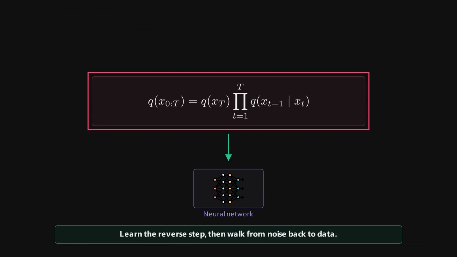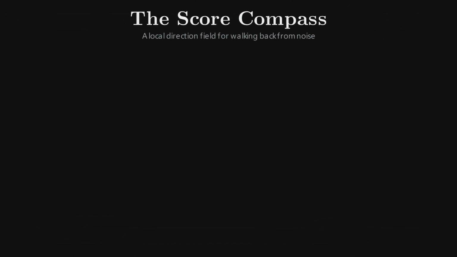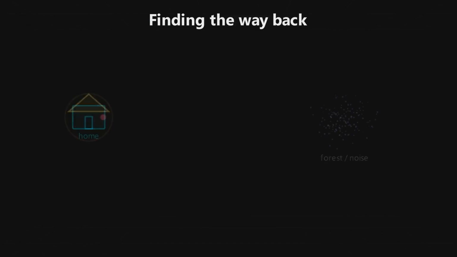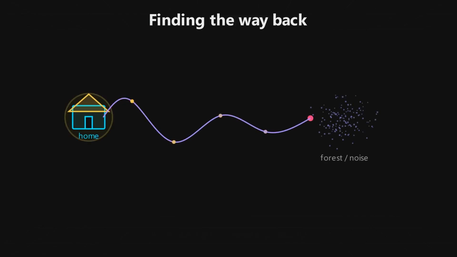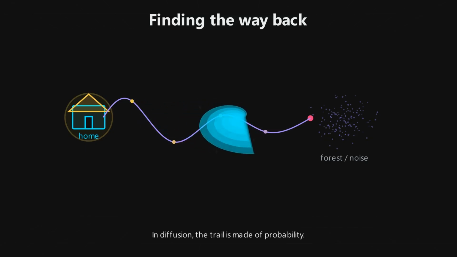Part 2, the score compass and the magic of approximation. Imagine being lost in a dark forest. In the fairy tale, Hansel and Gretel try to find their way back using breadcrumbs. In diffusion, we are also lost, but our forest is a high-dimensional cloud of noise. And our breadcrumbs are not made of bread. They are made of probability.